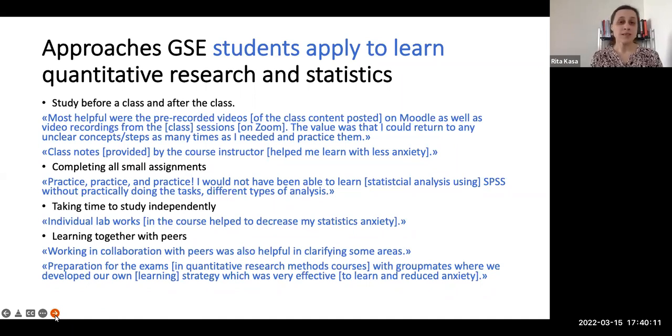So basically, what students do, they prefer before the class, they revise after the class. They do all small assignments. They take time to study independently, but they also study in groups. And these were all steps that helped students at GSE to succeed, not being as worried about studying statistics and actually succeeding at mastering the content.